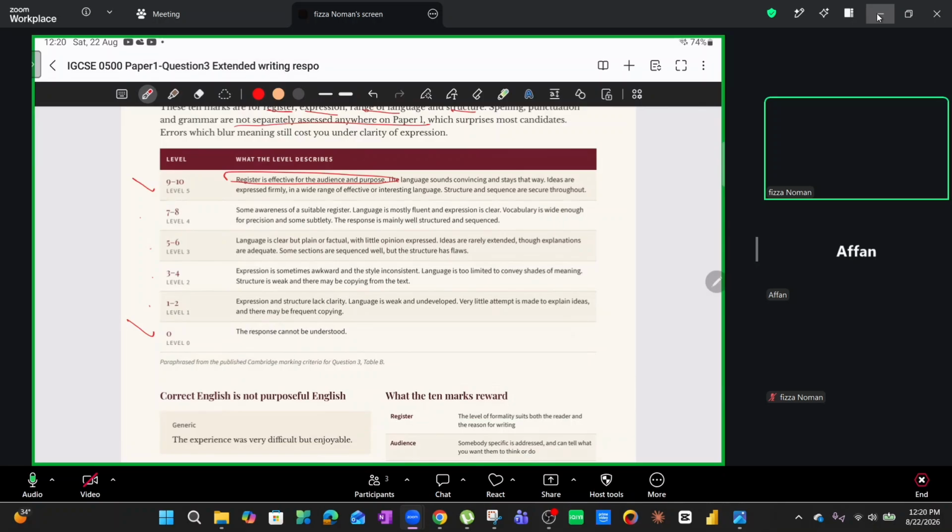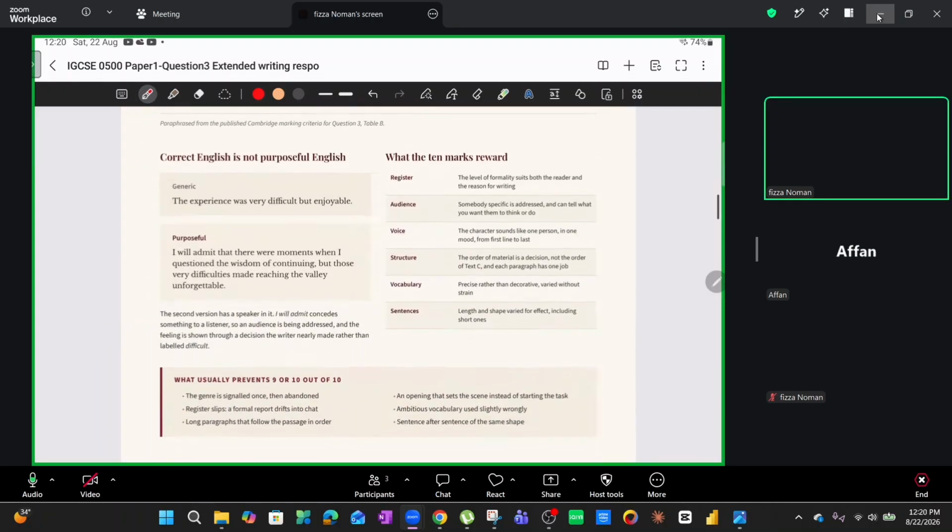So the language sounds convincing and stays that way. Ideas are expressed firmly in a wide range of effective or interesting language. Structure and sequence are secure throughout. Does this make sense, Afan? Yeah. Good to go. Now, obviously, this is a bunch of words put together. They might make sense to you, they might not. But when you go through a few model paragraphs, model answers, it will make more sense. But so far, are we good?